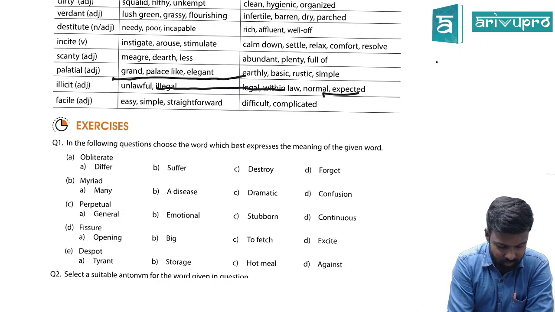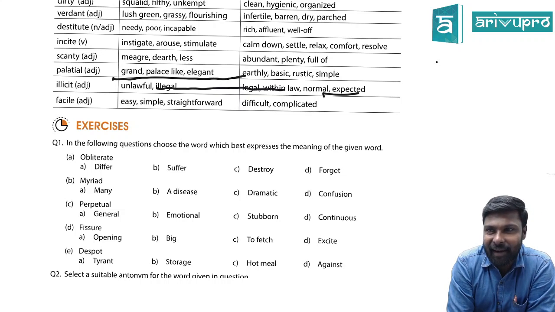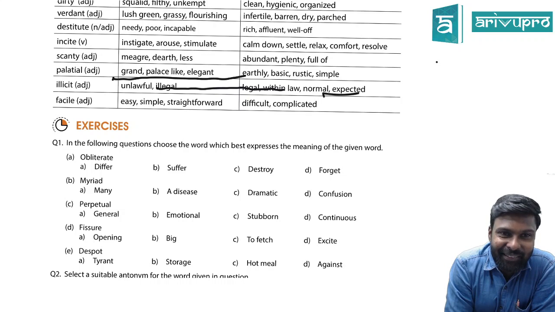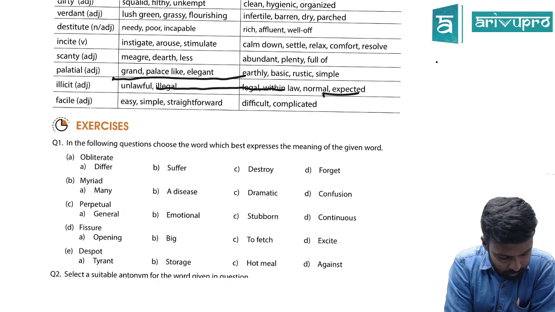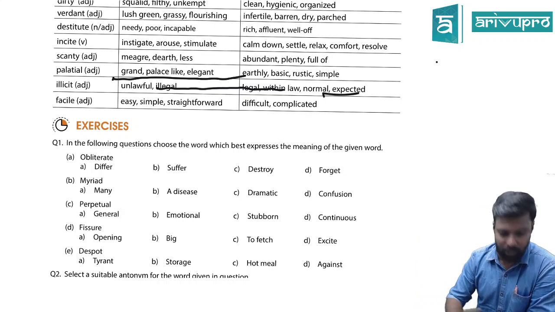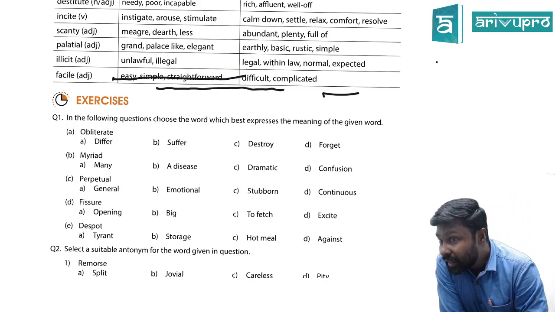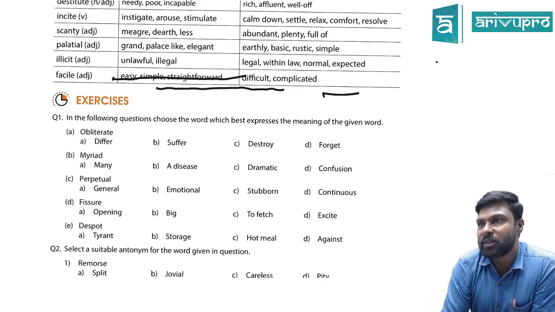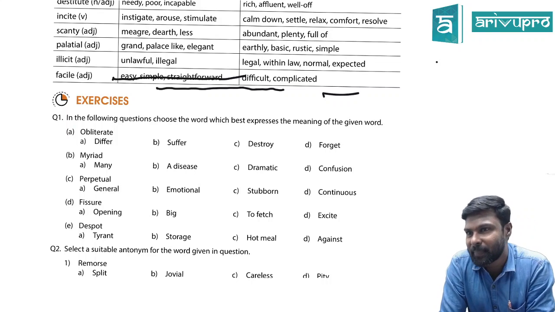Next one. Myriad. Take a wild guess. Many. Absolutely right. Perpetual. Answer. Continuous. Very good. Perpetual. Perpetually he makes this mistake. Continuously he makes this mistake. Fissure. Excite? No. To fetch? No. There is a big fissure. There's a big opening. Fissure means opening. Next one. Despot. Despot is a tyrant.